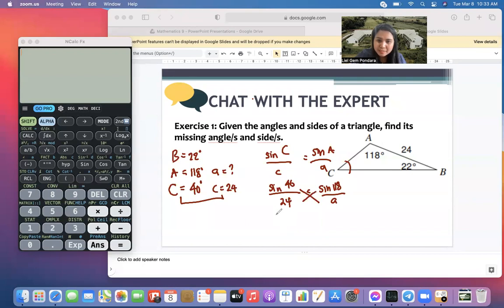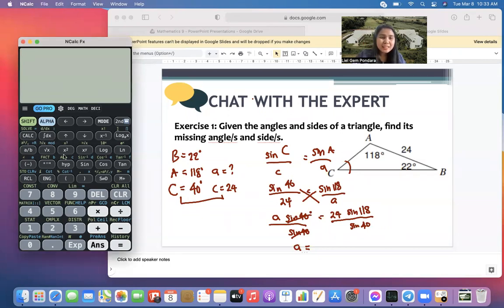Cross multiply: A sine 40 equals 24 sine 118. Divide both sides by sine 40. What's our answer? 33. The answer is 33.